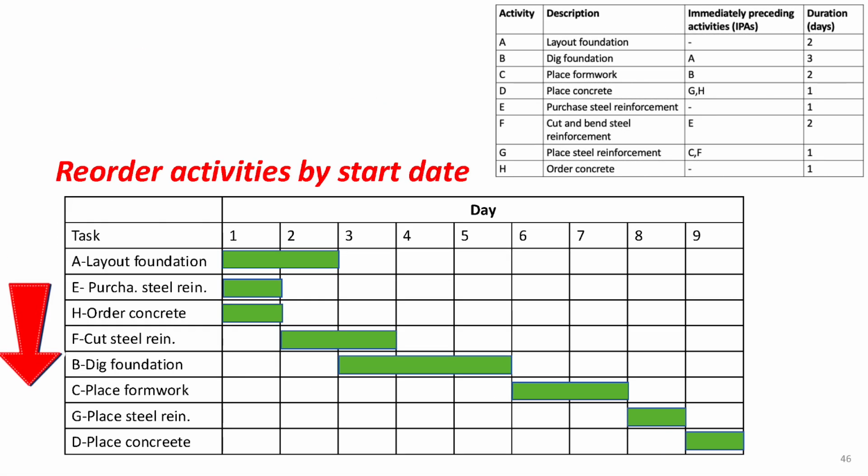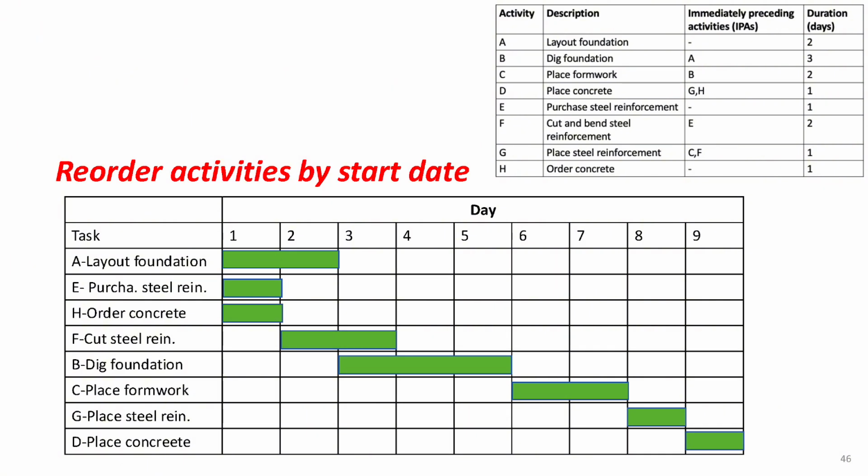After rearranging the activities in chronological order by their start date, you'll have a much cleaner and more organized bar chart. This order makes it easier to understand the sequence of work and the flow of activities. So first, you'll start with the layout foundation. At the same time, you can purchase the steel and concrete concurrently.